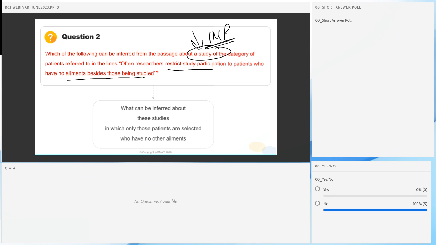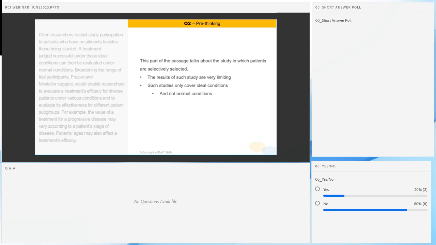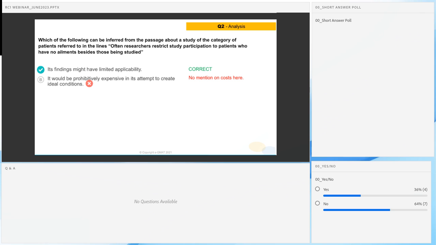So what we are really saying is, we have to draw inferences about the study where we're talking about an ideal set of patients, even before you think about the passage. So the question we have to ask is, what can be inferred about these studies? A very simple thing is that the results are very limiting and they only cover ideal conditions. Those are the two things that we can infer. And then let's go to the answer choices. Its findings may have limited applicability. That's the correct answer. Yeah, you've got to do a second step.